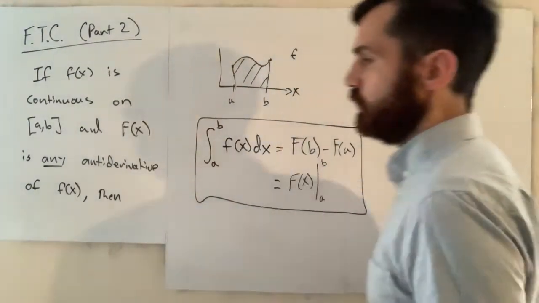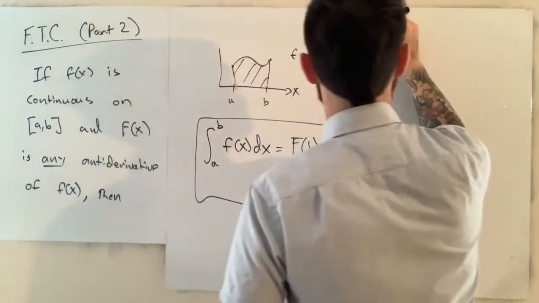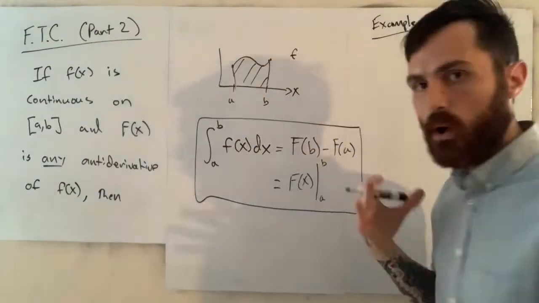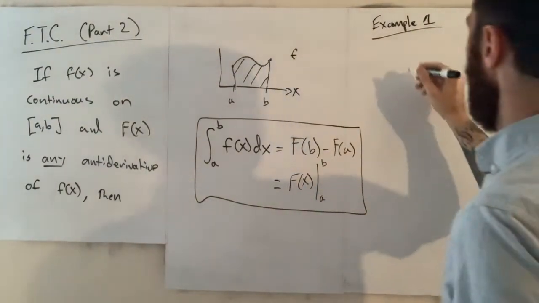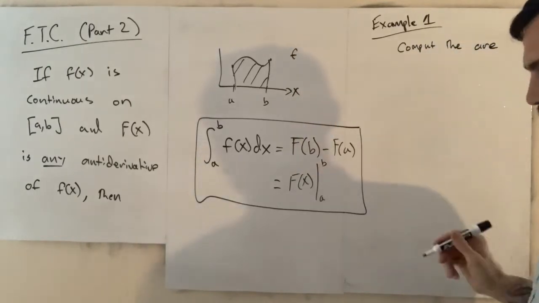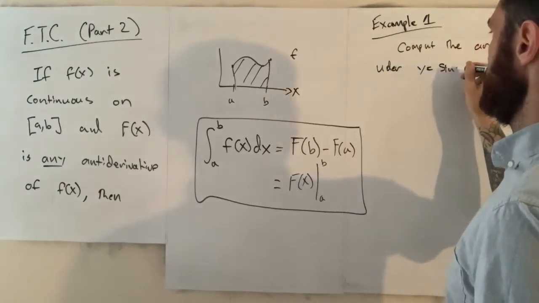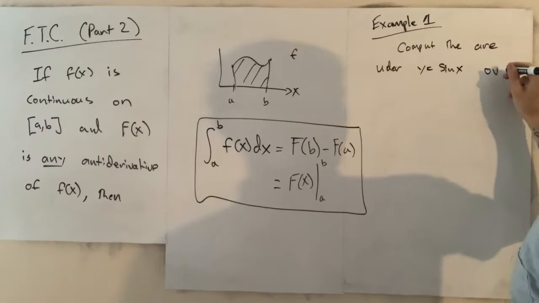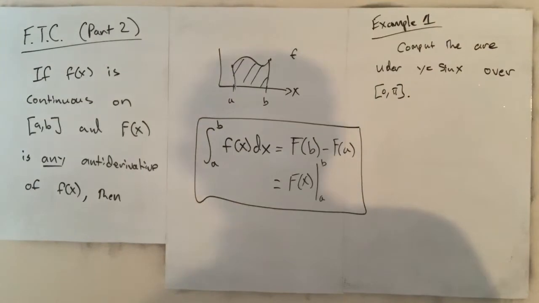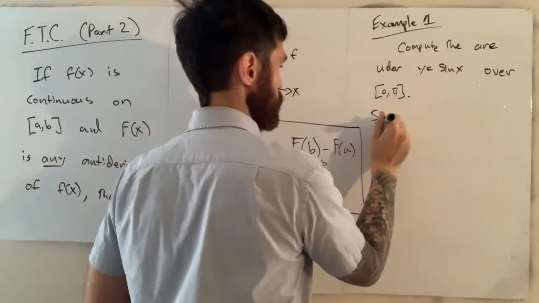Okay, so let's look at an example. So this is going to be example 1. I know we saw another example, but that was a motivating example. So this will be example 1, and the idea is we want to compute the area under the curve y equals sine x over the interval 0 to pi. Okay, so here's the solution for this.